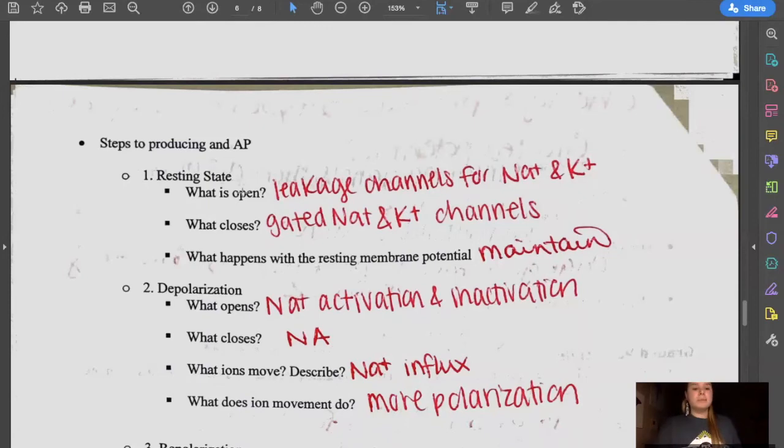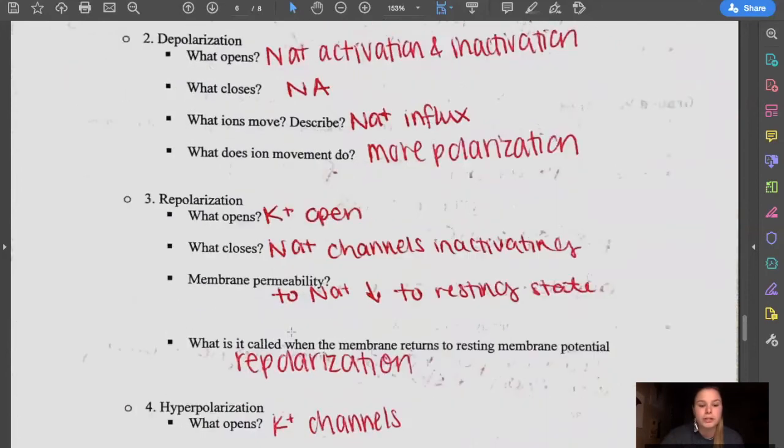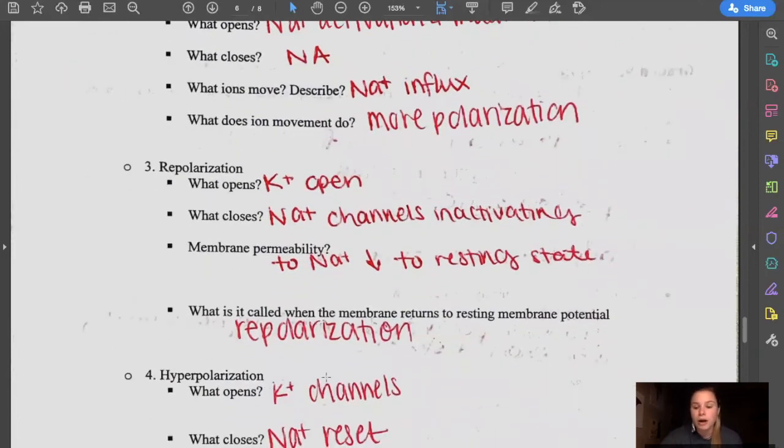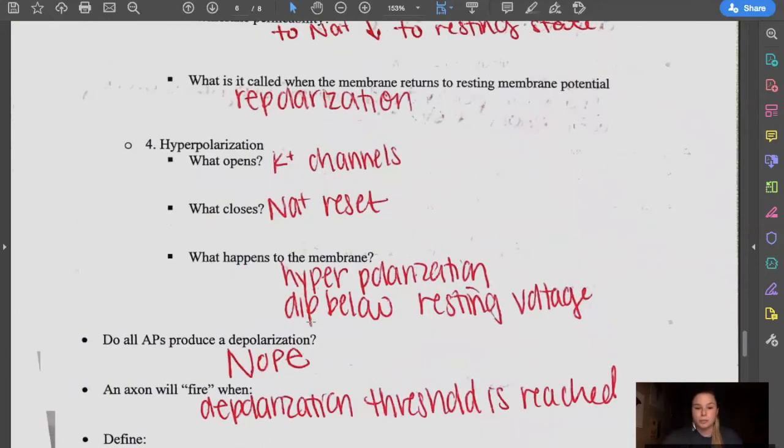All right. Steps to producing an action potential. So we have our resting state first, right? We're at that -70 millivolts. Everything's peachy keen. We're chilling. Okay. And then we go to depolarization, right? We get closer to 0. And then we repolarize after we've generated that action potential and fired whatever we needed to, and we get back to our resting membrane potential, right? And then we talked about hyperpolarization, which is when we go too deep, we're too far, and then we come back up to our resting membrane potential.